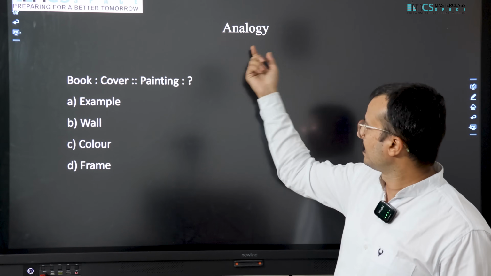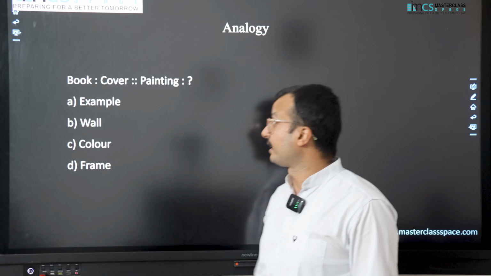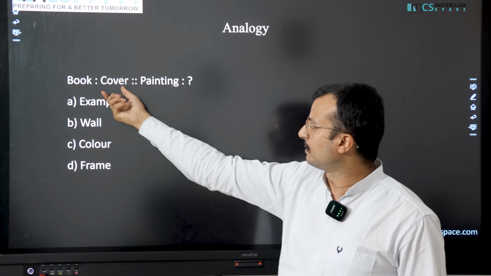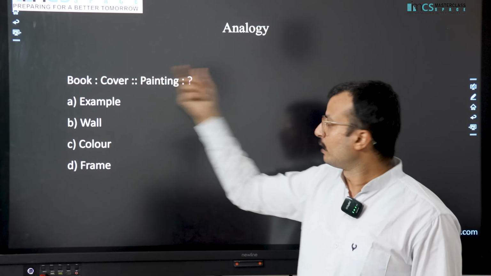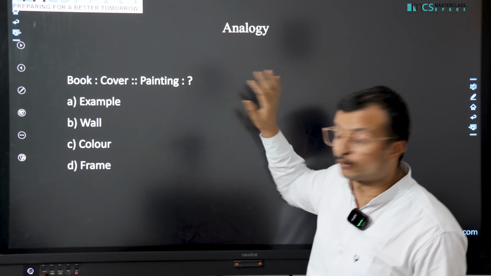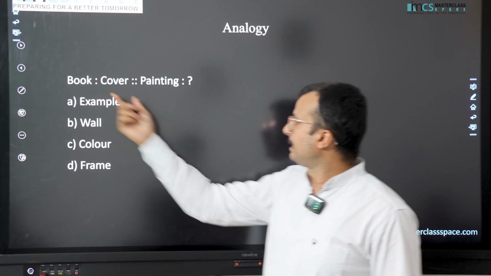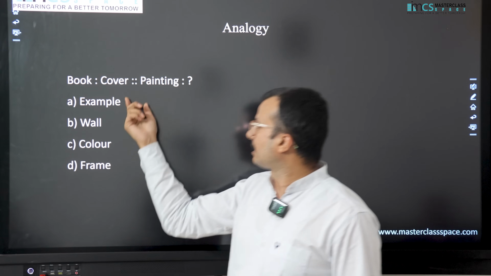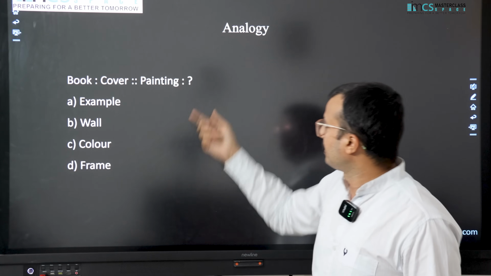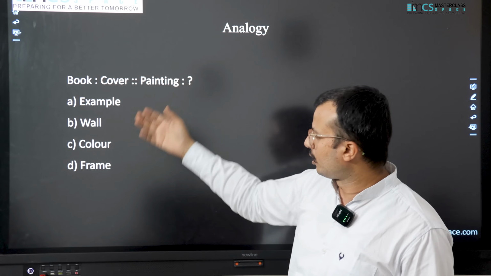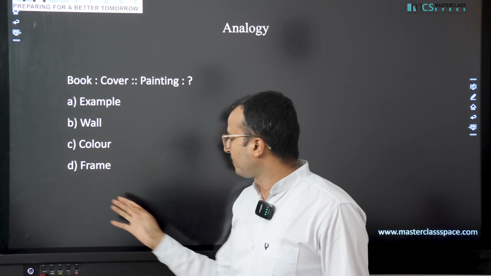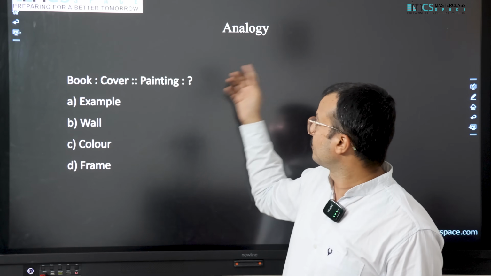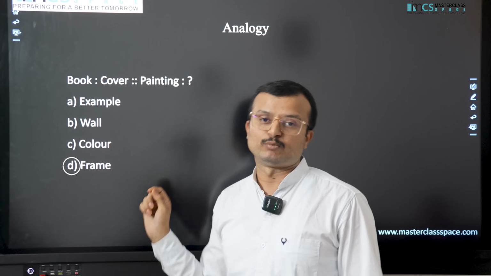The first question is based on the topic of analogy. Basically 3 words are given to you. The initial 2 words have some analogy between them, and you have to identify a 4th word so that the 3rd and 4th words have the same analogy. Book and cover have what kind of relation? A cover protects the book. A painting can be put on a wall, and can be of any color, but the purpose of a frame is to protect the painting. So the correct answer would be D, which is frame.